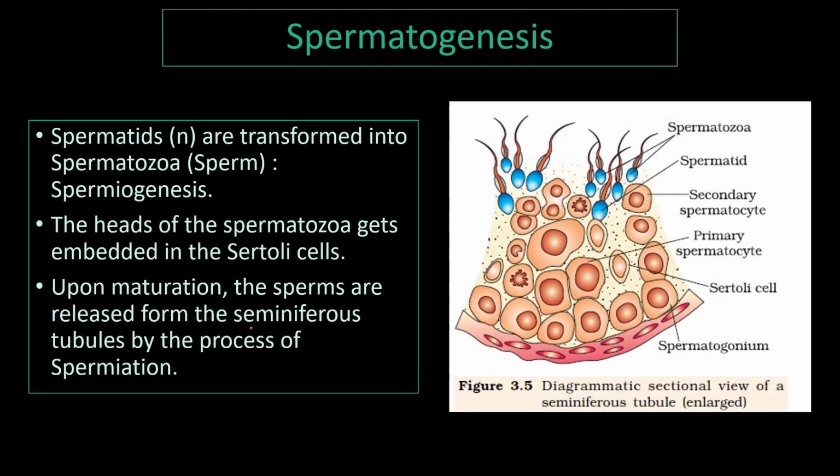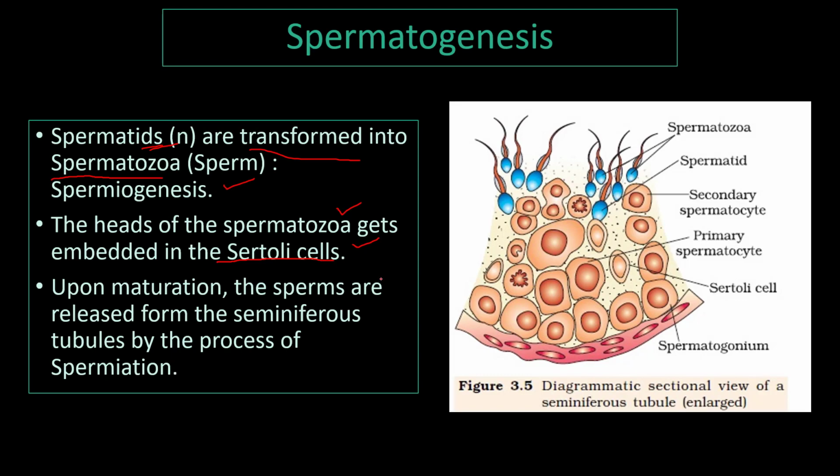After the spermatids are formed, they're transformed into spermatozoa, and the process is called spermiogenesis. Right, we'll talk about this process in a minute. After spermiogenesis, the heads of the spermatozoa, that is the structure formed after spermiogenesis from spermatids, get embedded in the Sertoli cells. Now the Sertoli cells will help in maturation of these spermatozoa, and they'll develop into the sperm.